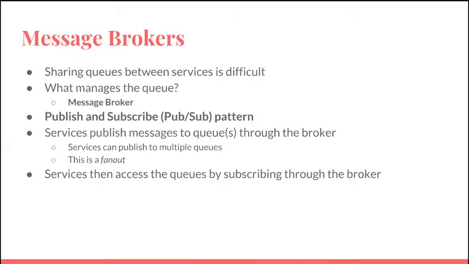There are cases where services can publish to multiple queues. This is known as a fan out. And services will also access the queues by subscribing through this same broker service. So it gives us a bit of a bottleneck still, but it actually gives us the ability to scale out the different queues that our different services are listening to.